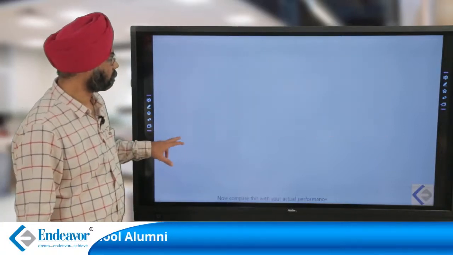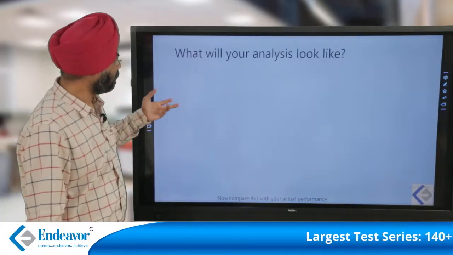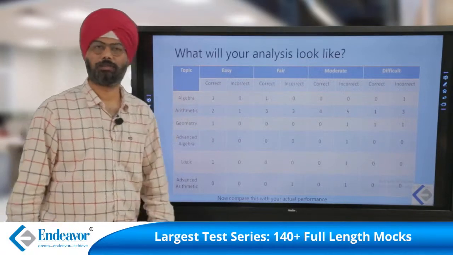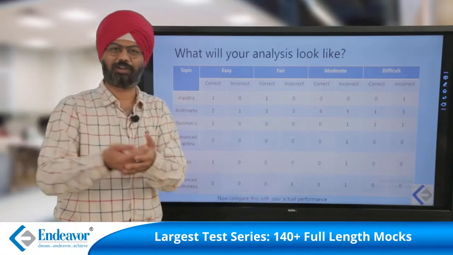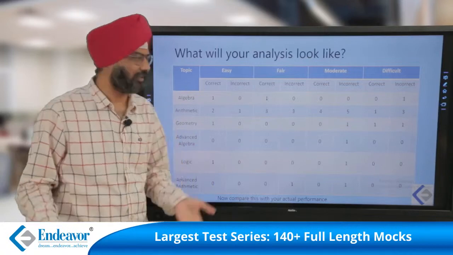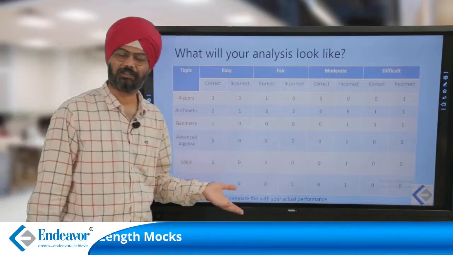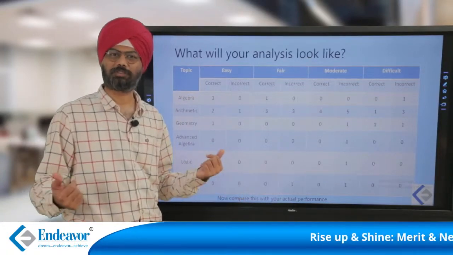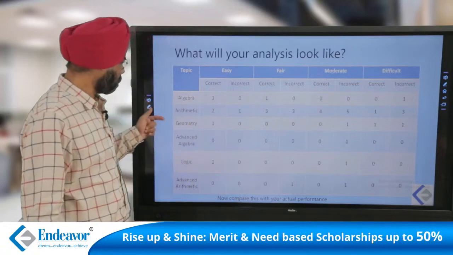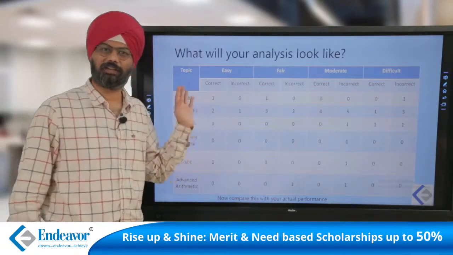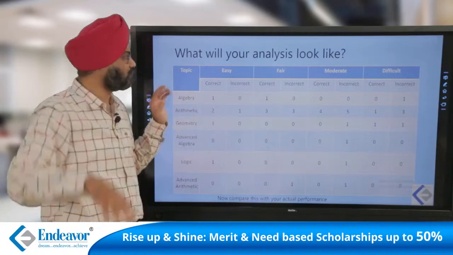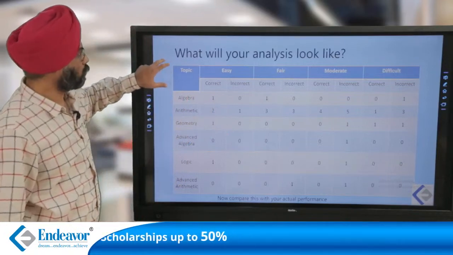Next, this again. In quant, what is there, sir? Easy, moderate, difficult, time taken to answer the question. My quant analysis is going to look like this. Correct. That's what quant looks like. Algebra, arithmetic, whatever it is. I showed you where to start, so you'll get the list of topics from there only.